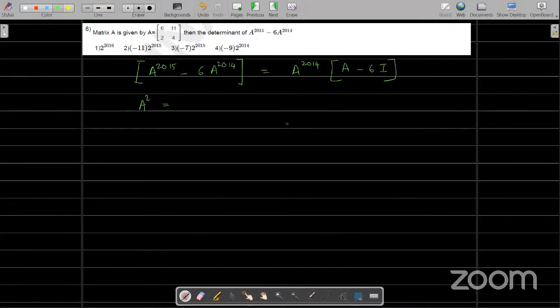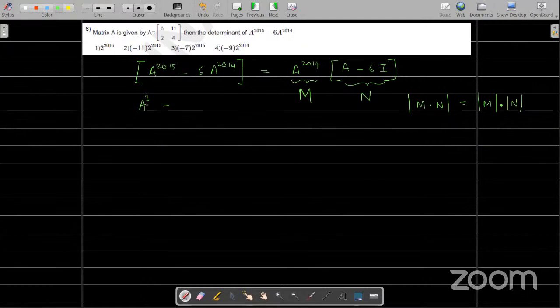Okay. And the determinant of this is like, there are 2 matrices. So this is like matrix A, or let's say matrix M, and this is another matrix N. So determinant of M into N is equal to determinant of M into determinant of N. Okay, so remember this.